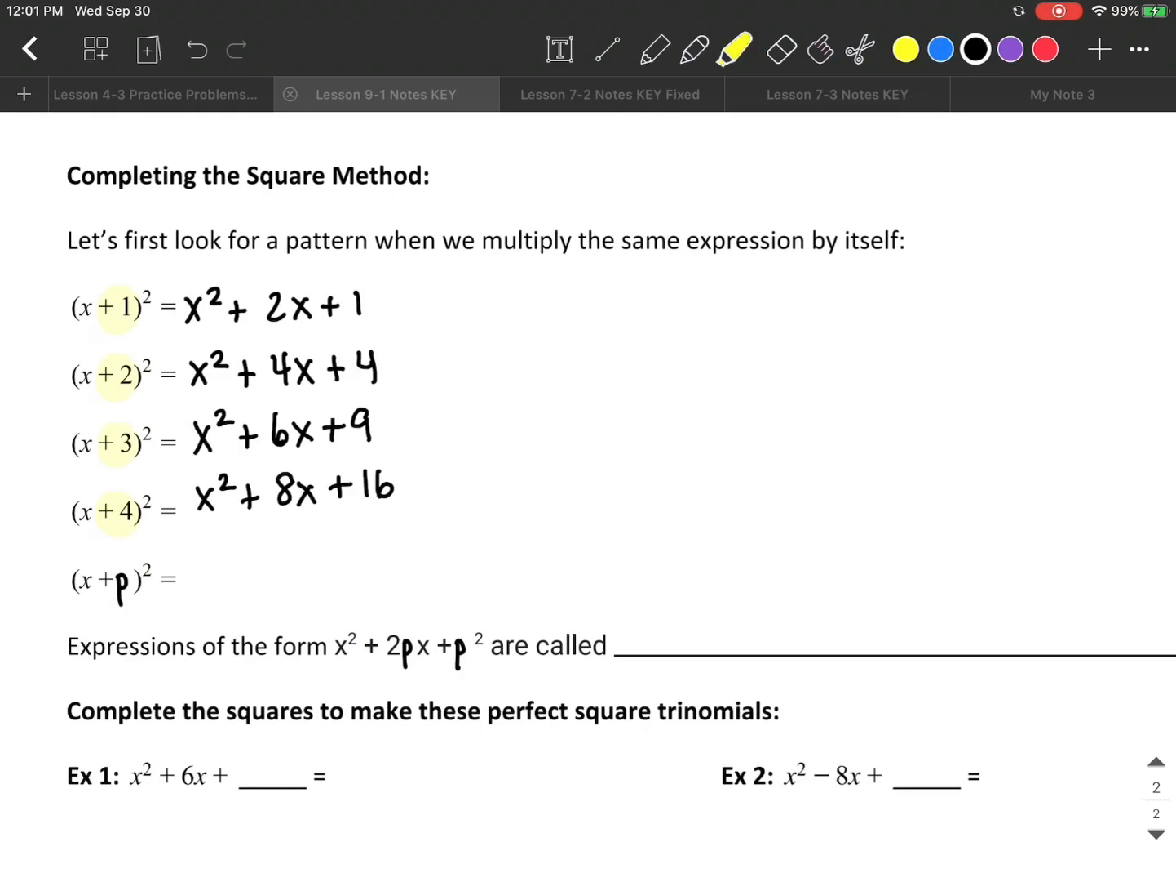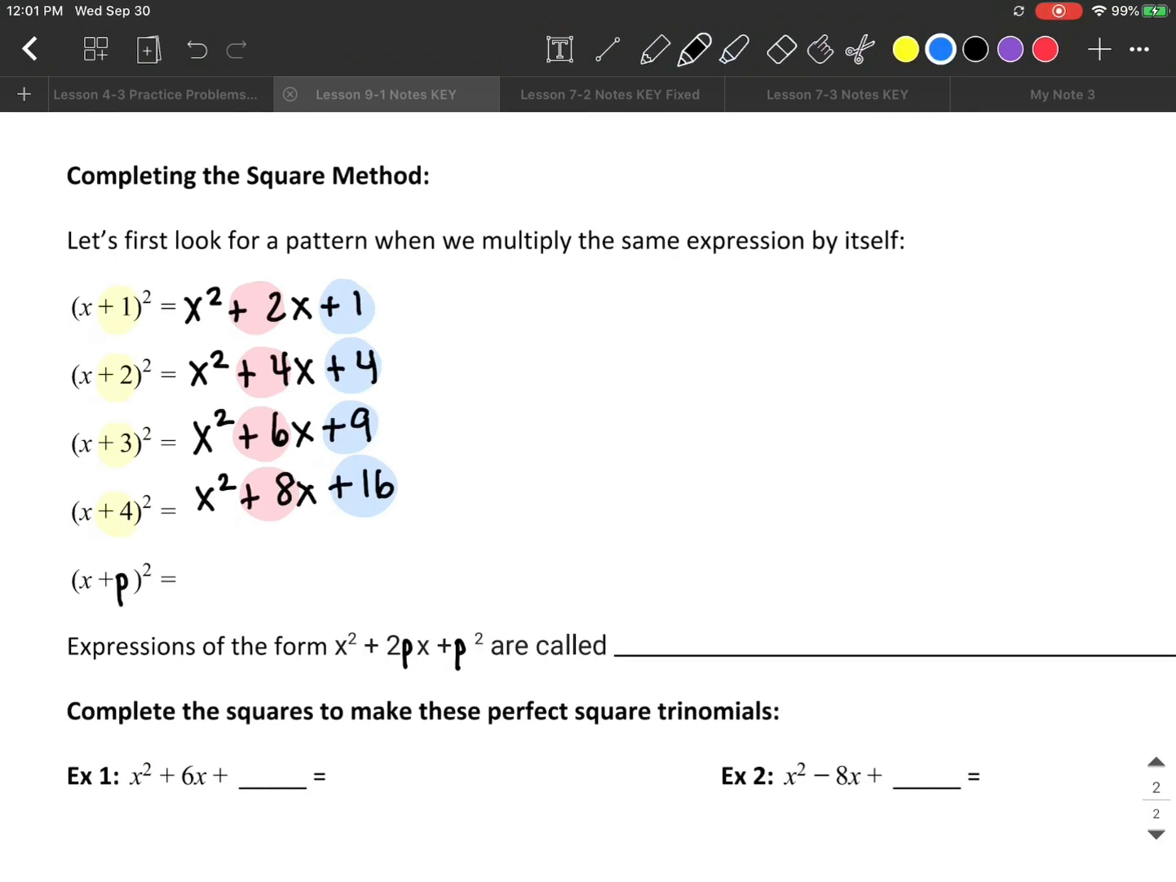What makes my simplified form different is this plus 2 in front, this plus 6, this plus 4, plus 6, plus 8. That b, whatever the b is, makes that quadratic expression unique. Sorry, before I do that, it also makes it unique that I have plus 1, plus 4, plus 9, plus 16. Whatever my c is, it makes my quadratic expression unique in simplified form.